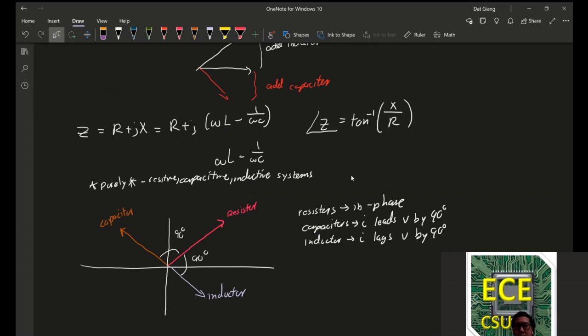For the case of RLC systems, it really depends on what values you're given. But go back to complex algebra and see the different cases that are presented, and we apply the same cases here.